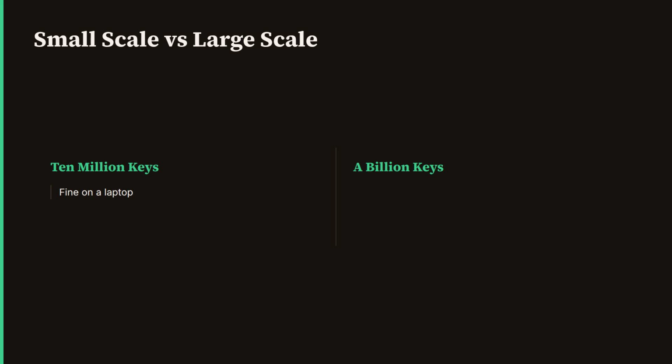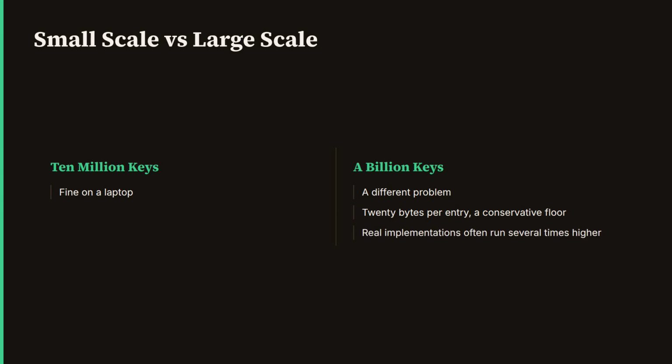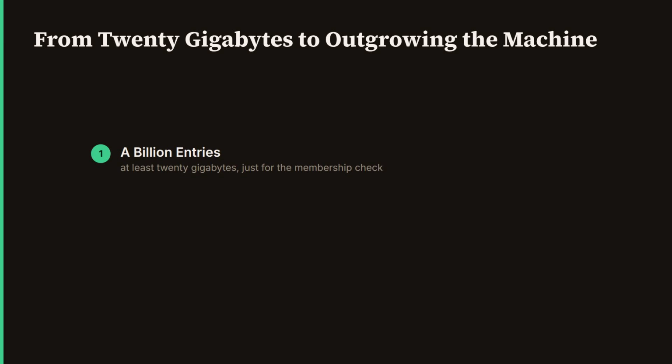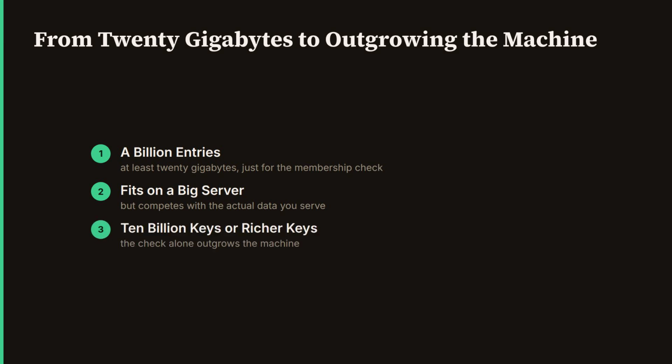10 million keys is fine on a laptop. A billion is a different problem. Call it 20 bytes per entry all in, and that is a conservative floor, since real implementations often run several times higher once you count object headers and load factor slack. A billion entries is at least 20 gigabytes, just for the membership check, before a single byte of the content you are guarding. 20 gigabytes still fits on a big server, but it competes with the actual data you serve, and at 10 billion keys, or with richer keys, the check alone outgrows the machine.